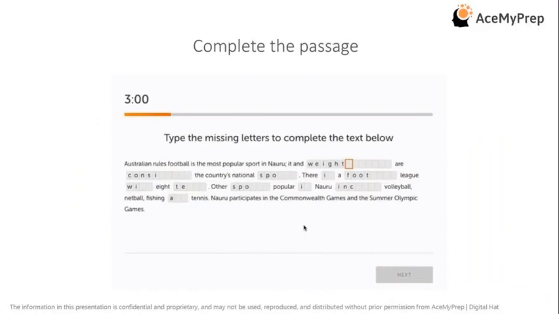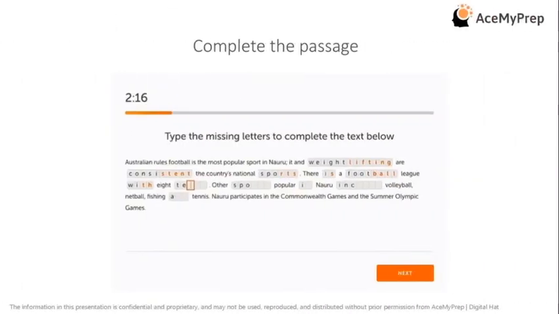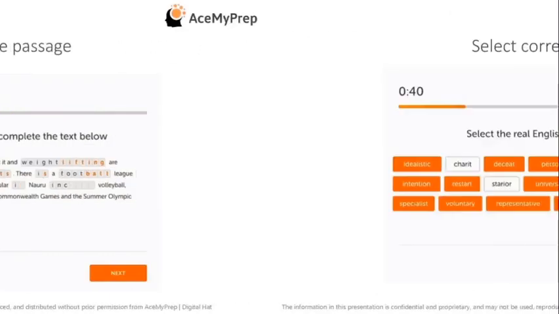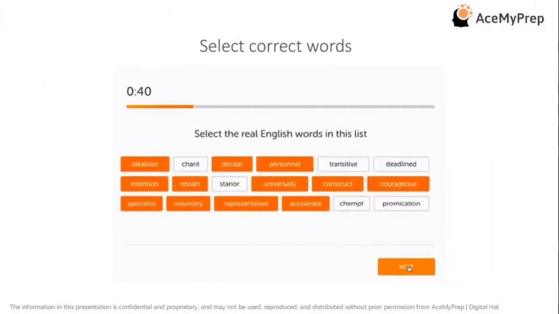Again, just focus on the timer. You have 3 minutes to attempt this, and once you've attempted all, the option will become orange, and you'll be able to go to the next section. Here what you need to do is to select the correct words. Again, see the timer, focus on it. You see a list of words here. What you need to do is mark the correct ones.